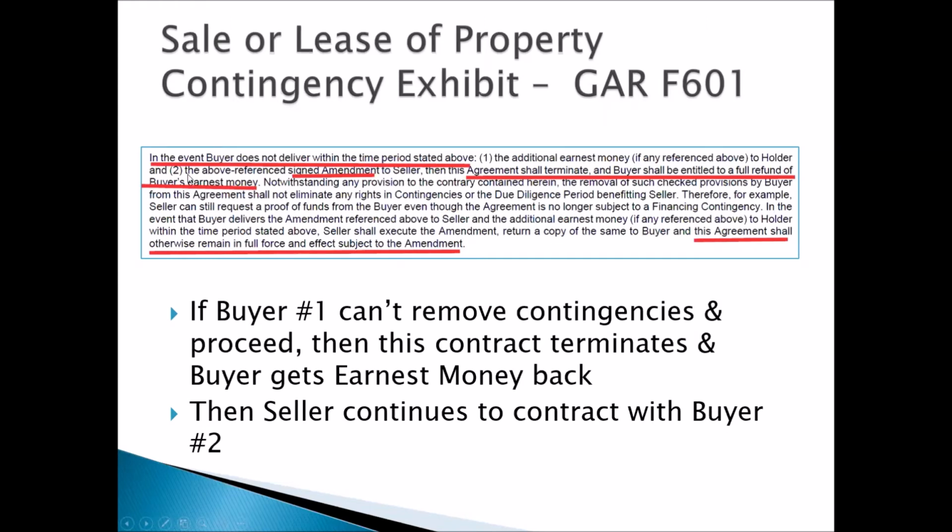Now, if the seller sends the notice that they're kicking out the buyer, the buyer has to send an amendment saying, yep, we're going to remove these contingencies and stay in contract with you. If the buyer doesn't send that amendment indicating they're going to stay in contract with the seller, then the contract terminates and the buyer gets their earnest money back. And then the seller moves on to the contract with buyer number 2.